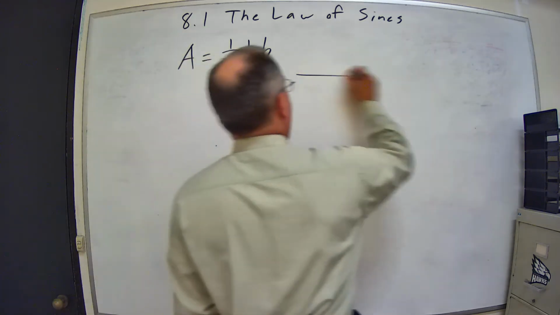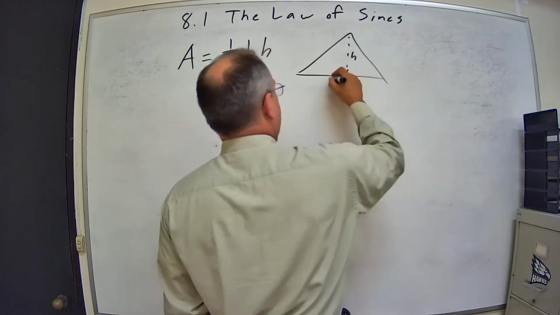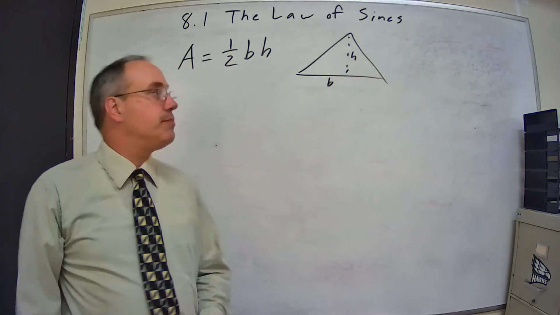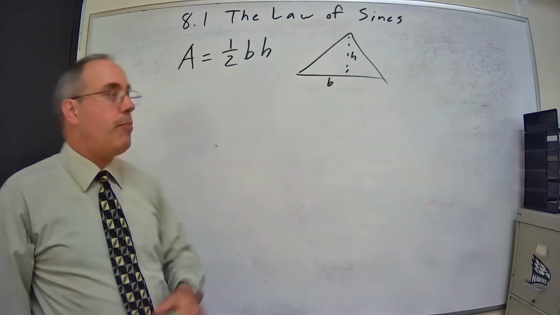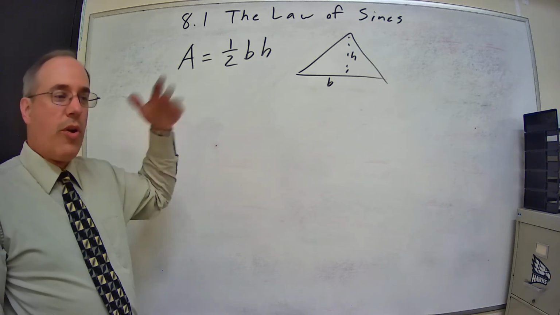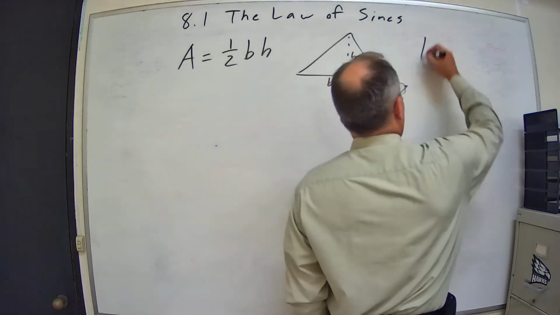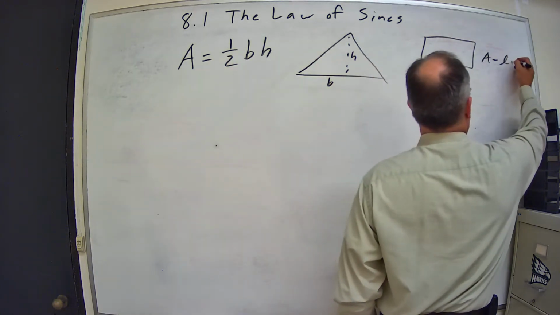So if we have a triangle, and we know the height, and we know the base, then we can find the area of this triangle by this standard formula. If you know where that comes from, you can think of it as starting at a rectangle, where we know the area is equal to length times width.